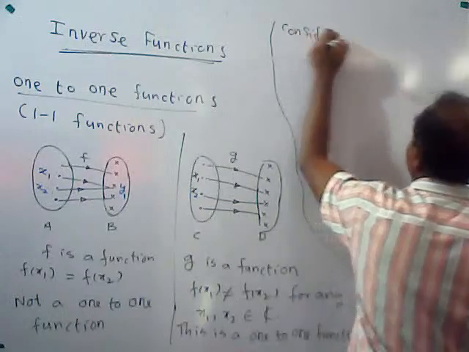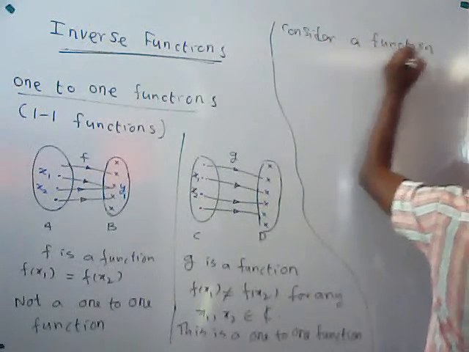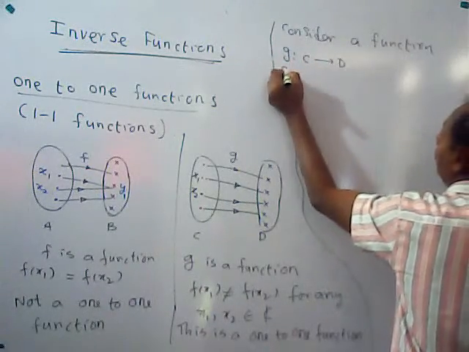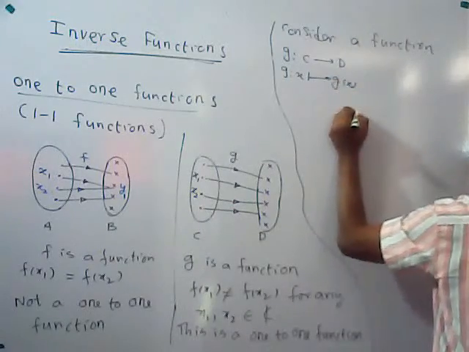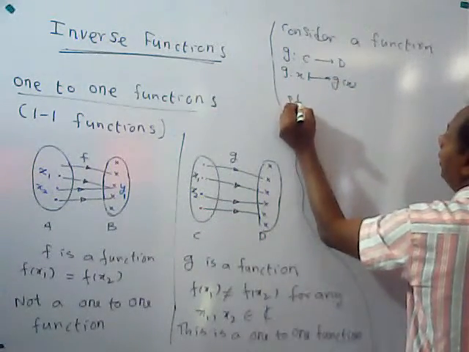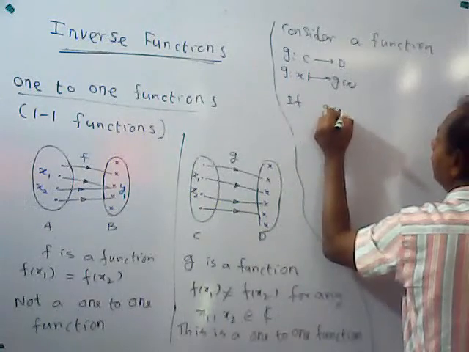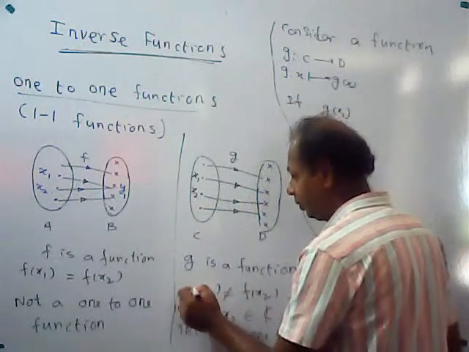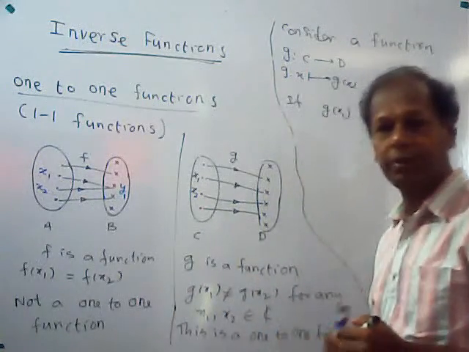Consider a function g from C to D, you input x, which outputs g(x), right? If g(x1) is not equal to g(x2) for any pair of distinct x1, x2.